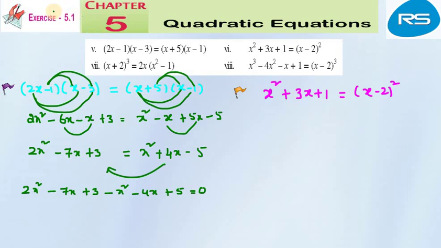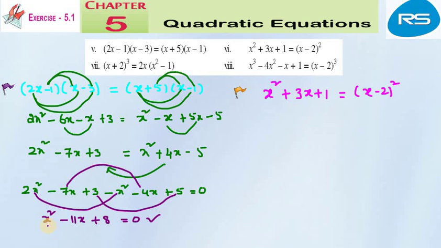So further simplification. 2x square and minus x square, so we will get 1x square. Minus 7x and minus 4x, the total is minus 11x. If you go to the constants, this total is how much? 8.